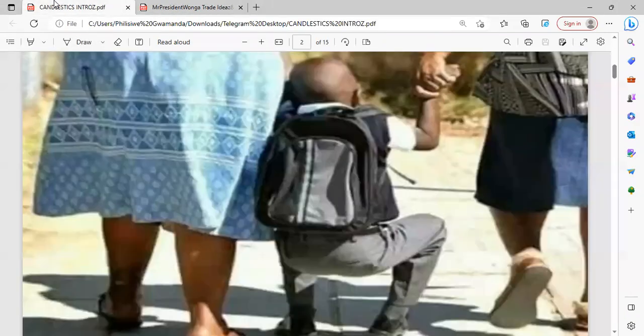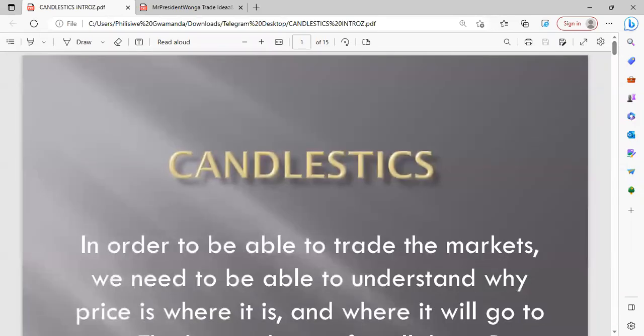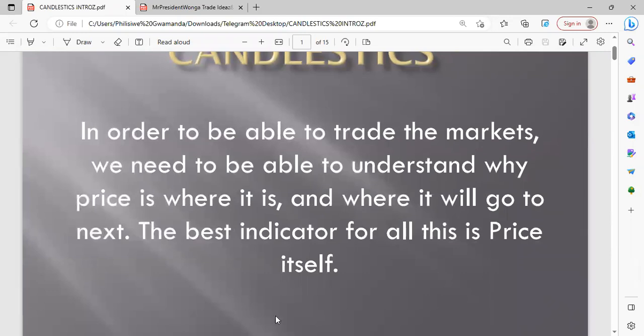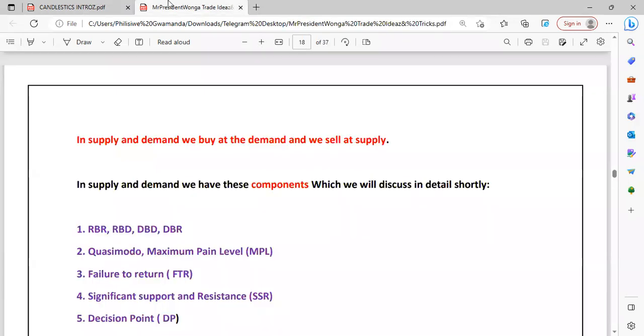First thing first, it's very crucial that we discuss the importance of understanding candlesticks. Remember, all our analysis is done using candlesticks. In order to trade the market, we need to understand why the price is where it is right now, and we need a little bit of understanding of probabilities, where the price will go next. Like we've mentioned before, the best indicator is the price itself. There are some traders that trade using indicators and systems, which is good because it helps them as a confirmation. But confirmation is not the same as understanding why the price is where it is right now and why the price moved to that area.